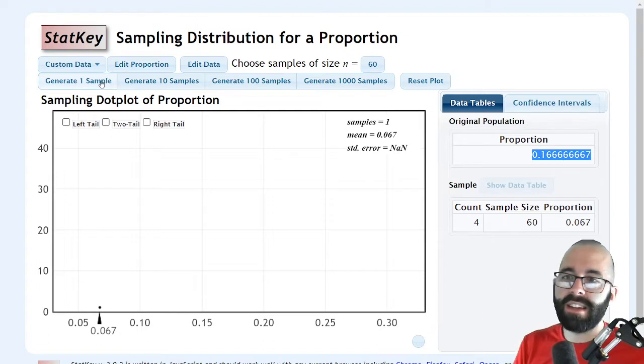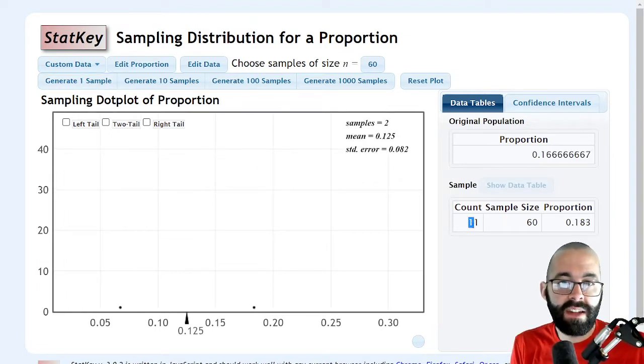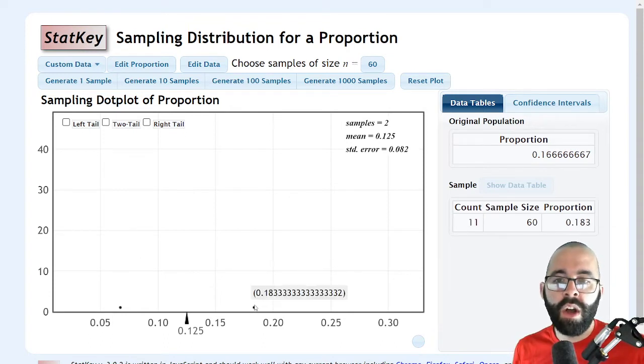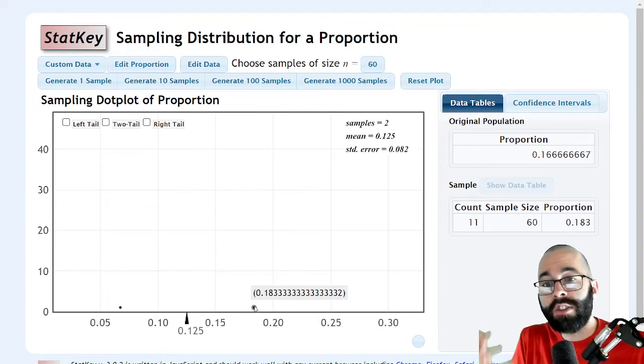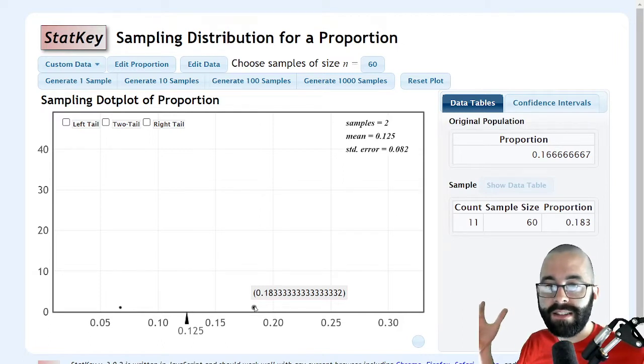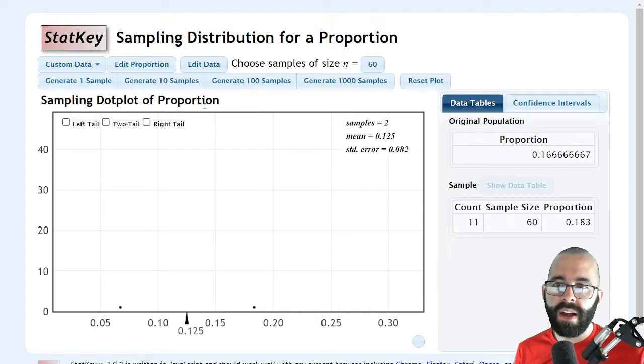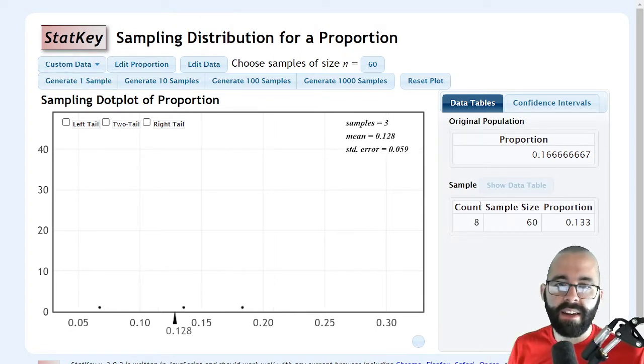Let's roll 60 dice again. Okay, this one was closer to what we expected. Now there are 11 ones with this proportion. So we're recording these proportions on a dot plot, very similar to what we did in the last one for means, but now we're using a dot plot instead of those little boxes. All right, let's roll 60 dice again. This time there were only 8 ones, a proportion of 0.13. So we drew a dot at 0.13.